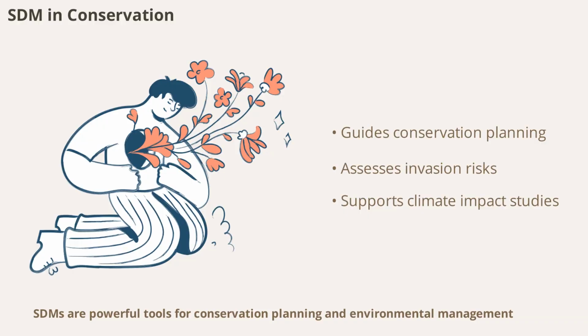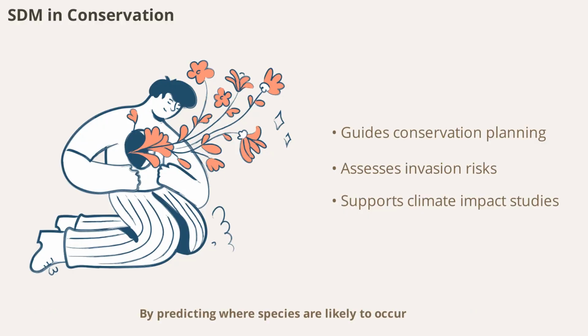SDMs are powerful tools for conservation planning and environmental management. By predicting where species are likely to occur, SDMs help identify areas of high conservation value, guide habitat restoration efforts, and assess the risks of species invasions or disease spread. For instance, modeling the distribution of freshwater invertebrates in Australia provided critical information for evaluating the conservation value of river catchments. SDMs are also used to predict the impacts of climate change on species distributions, making them essential for future planning.